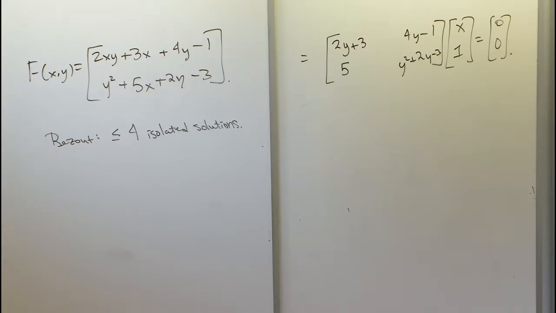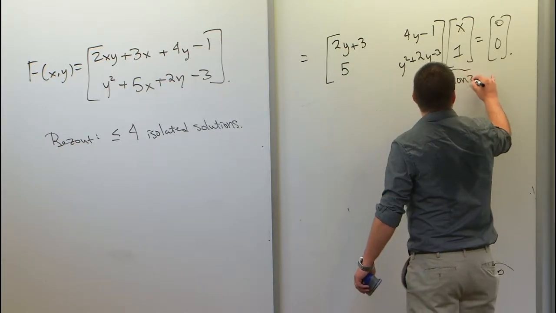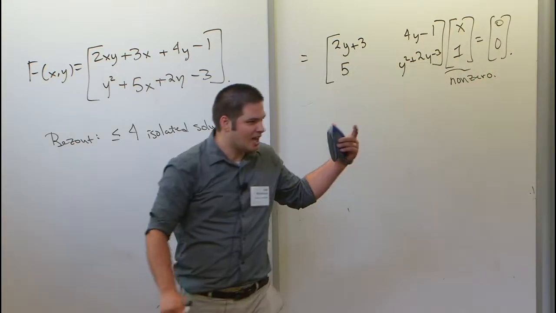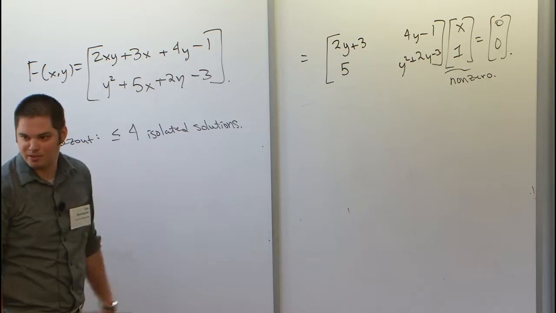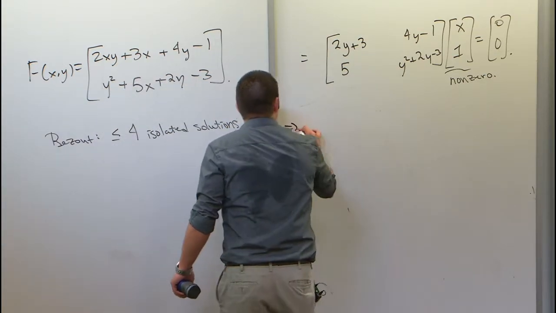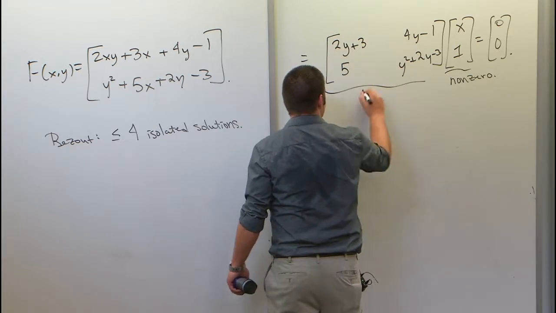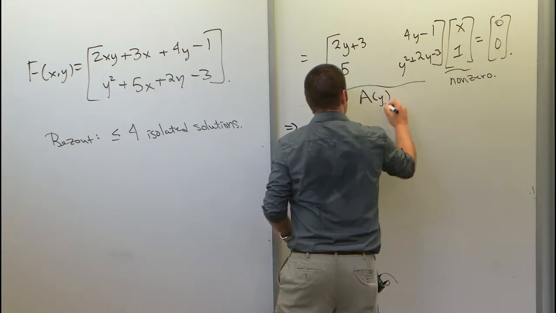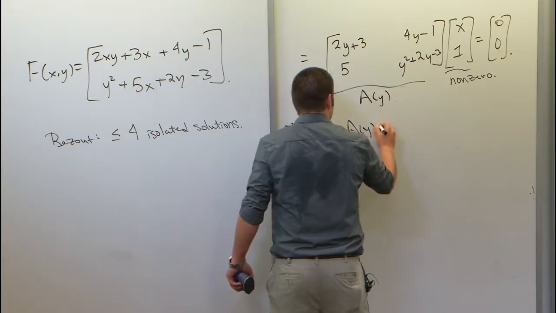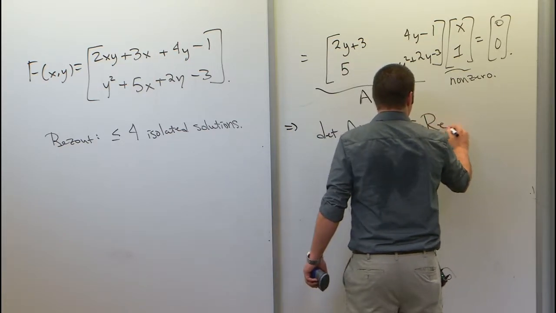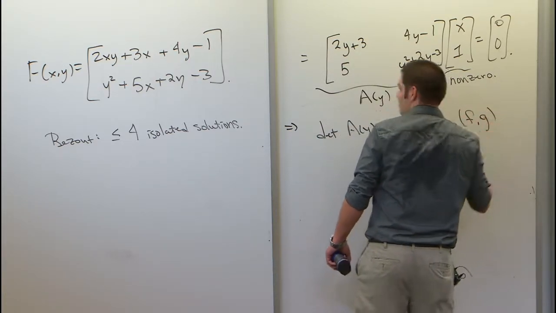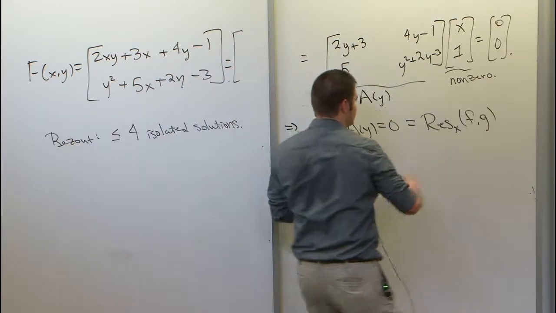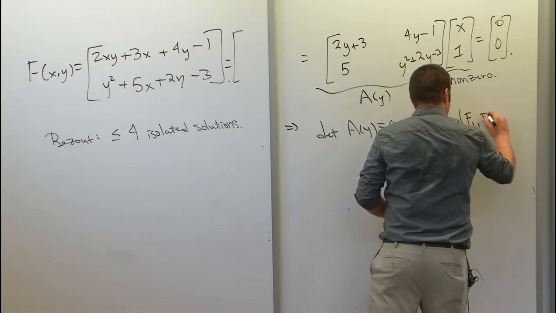Because my x's only appear linearly, I can rewrite this as a matrix equation like this. This is a non-zero vector. And whenever I have a non-trivial kernel, that means this matrix has to be rank deficient. So let's call this matrix A. It doesn't depend on x, only on y. The determinant of A(y) has to be equal to 0, and this is nothing more than the resultant of my system. Let me say this is F1 and F2.